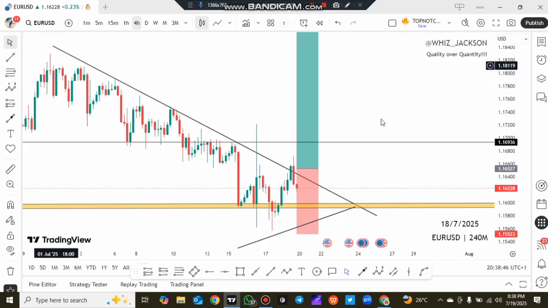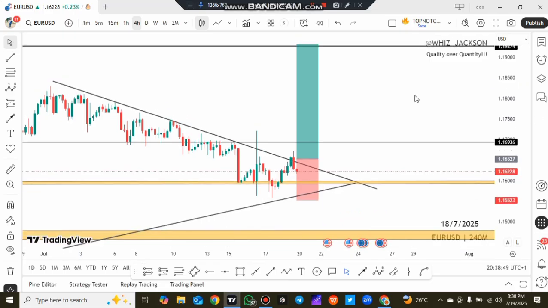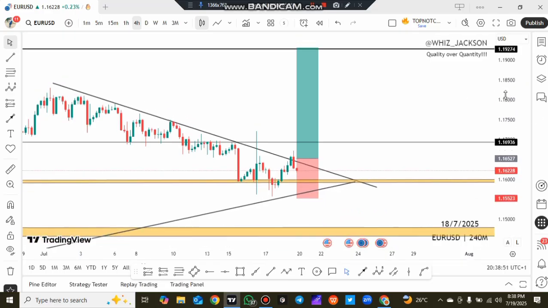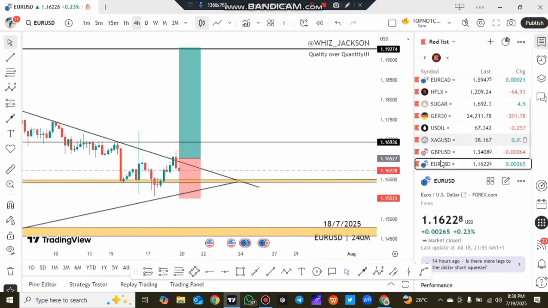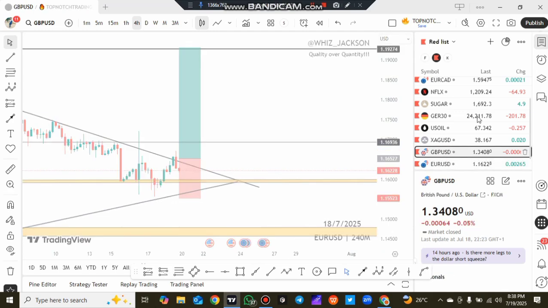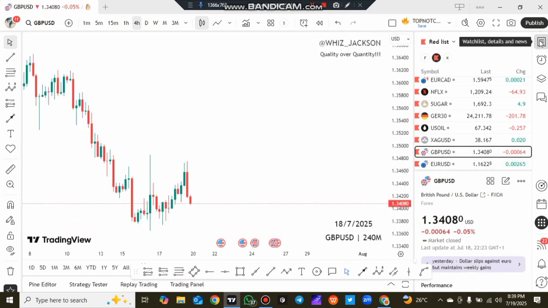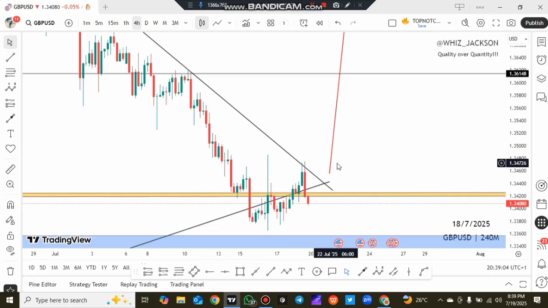First level target is here, and second level target is 1.19274. That's the second level target. So the next on my list is GBP USD. GBP USD trades, I have not yet entered the trade because the market has not cleared this bearish trend line.